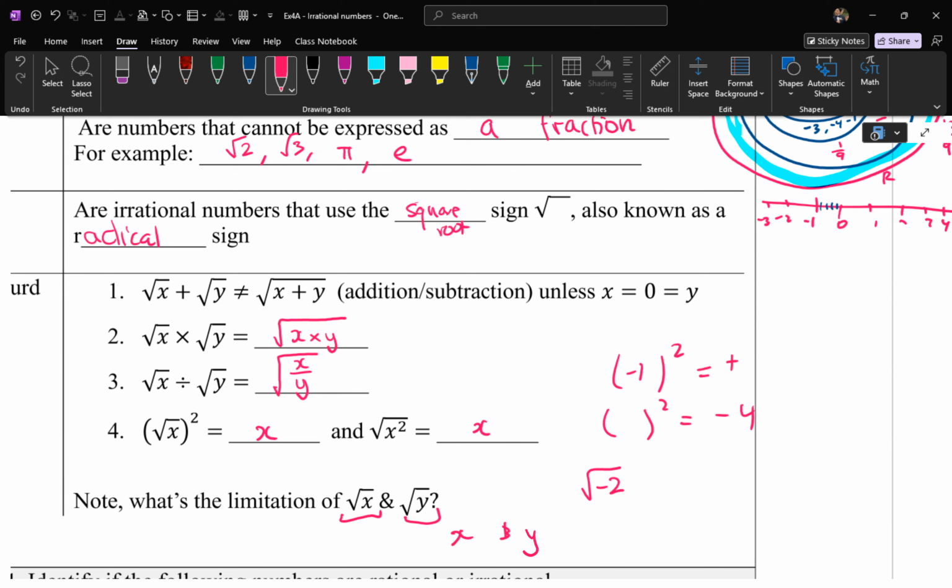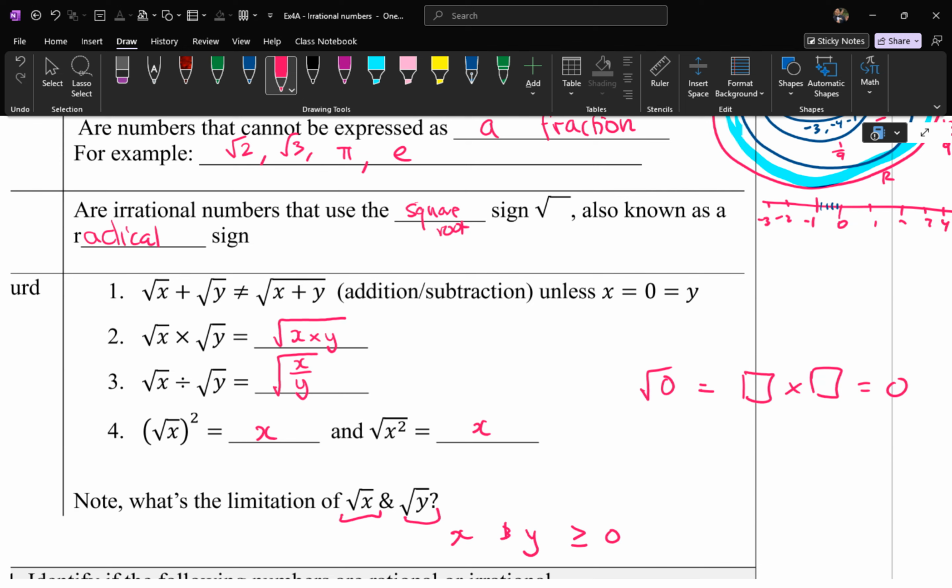x and y must be greater than or equal to 0, because it can equal 0. You can square root 0. What's the square root of 0? 0. When I say square root of 0, what I'm asking is what something times something gives you 0. So logically, 0 times 0, or 0 squared, gives you 0. So it is possible to do the square root of 0.